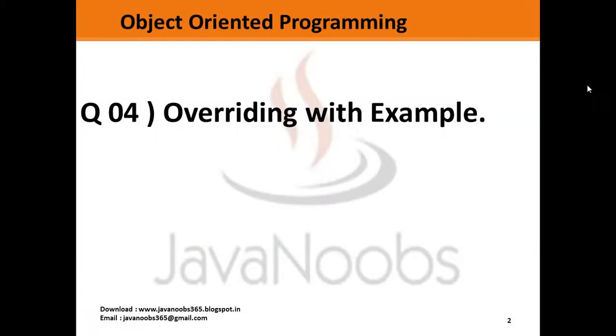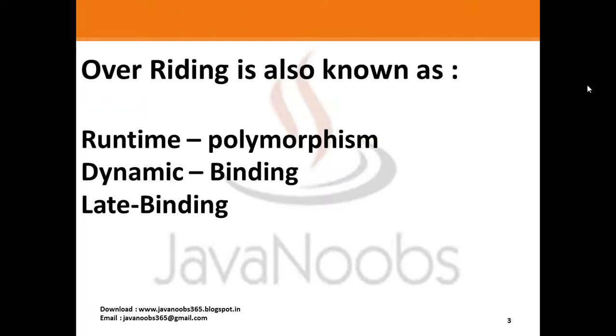Object-oriented programming. Question 4. Overriding with example. Overriding is also known as runtime polymorphism or dynamic binding or late binding. It is called runtime polymorphism because calls to overridden methods are resolved at runtime, and I'll definitely show you an example of this, and you'll understand it much better when I show you an example program.